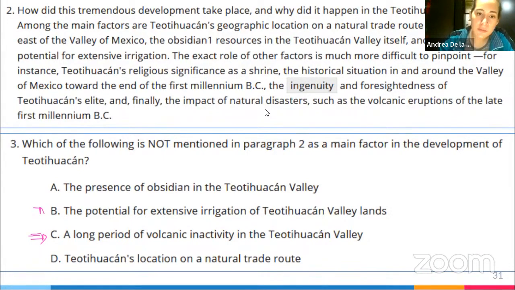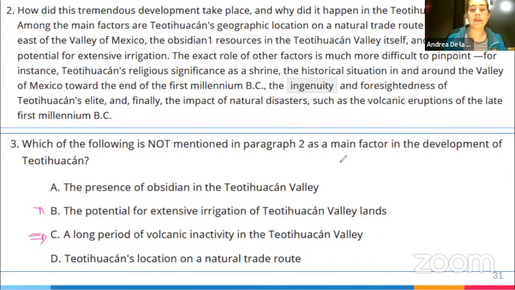Not mentioned. I'm not sure. Remember, keywords are words that you feel you can find in the paragraph. Things that they are asking about, right? Obviously, they're asking for something that's not mentioned, but about what? Regarding what? Main factor in the development. Great. That's it. Those are the keywords, main factor and development.